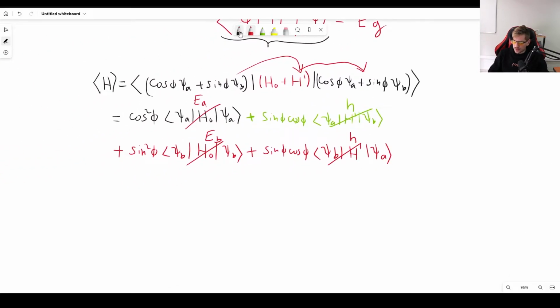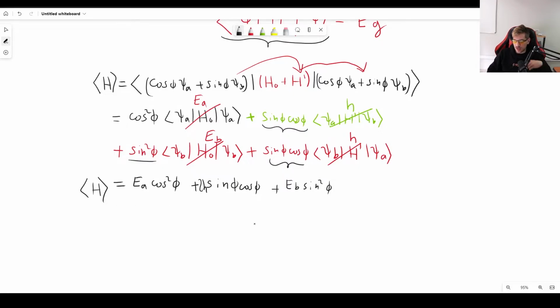So now let's write this down, but a little bit cleaner. So we get EA times cosine squared of phi plus, and now notice we have sine phi cosine phi times H, sine phi cosine phi times H. So this is simply sine of phi cosine phi times 2H. And then finally, we have this part, which is EB sine squared of phi. And this entire thing, of course, is the expectation value of the Hamiltonian.